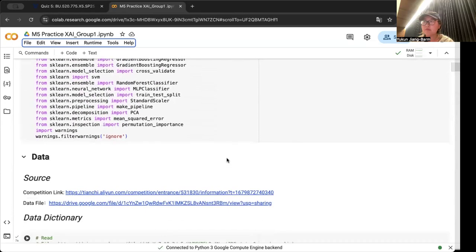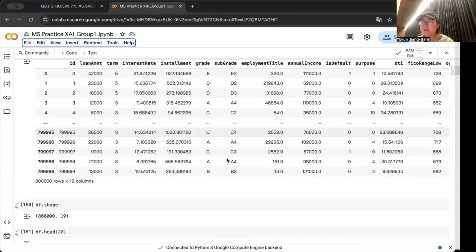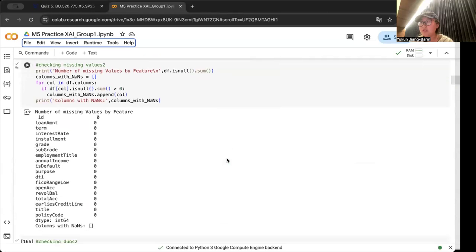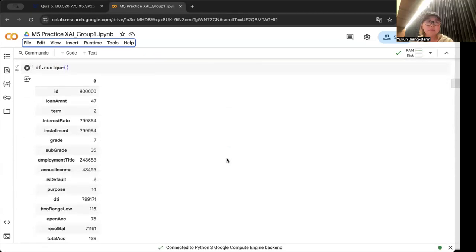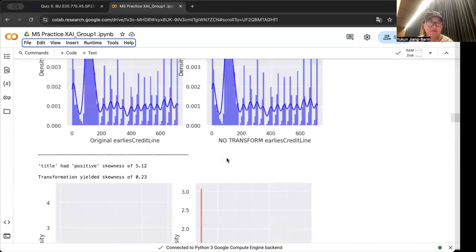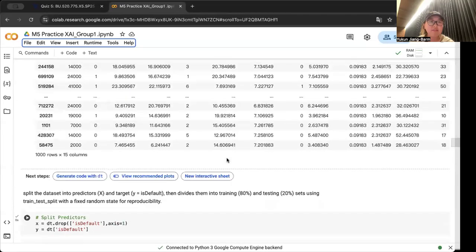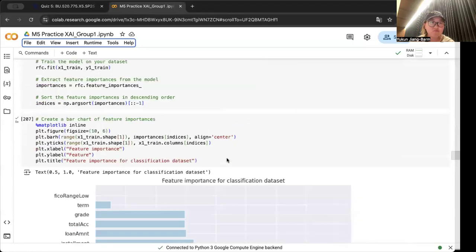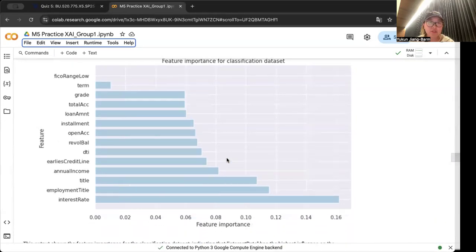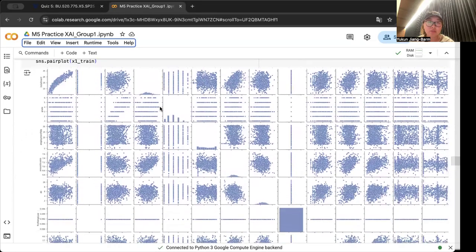For example, we pre-process, we conduct the skewness correction, outlier detection, data balancing by mode, and feature importance. We generated some important features and the plot for feature importance, and also we generated several plots so that you can see the correlation between different variables.